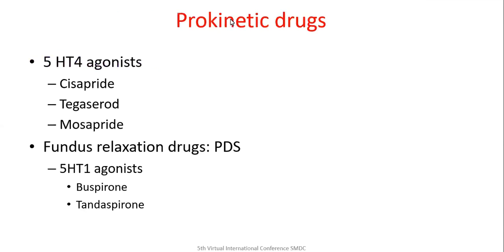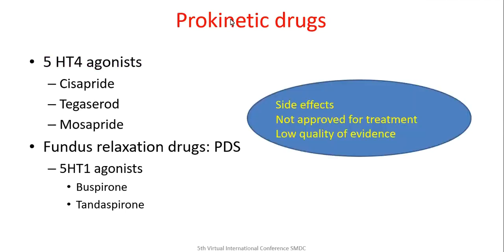Then we have 5-HT4 agonists, fundus relaxation drugs, 5-HT1 agonists, but mostly these drugs have side effects. Mostly they are not approved in many countries, and the quality of evidence is low, not enough to give a clear guideline. So in prokinetics, I think instead of mistakes, it's more of a controversial issue. And why are we using it? Because the benefit with H. pylori and PPIs is not that robust. So we are looking for new drugs. Probably this area will remain open for discussion and controversies.